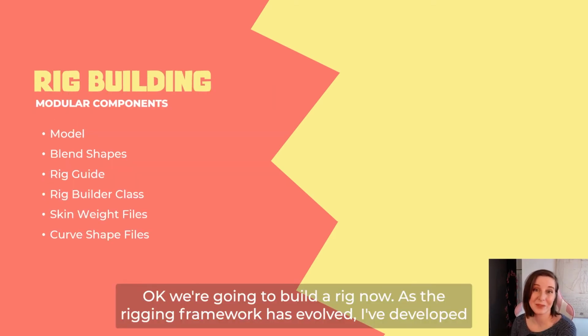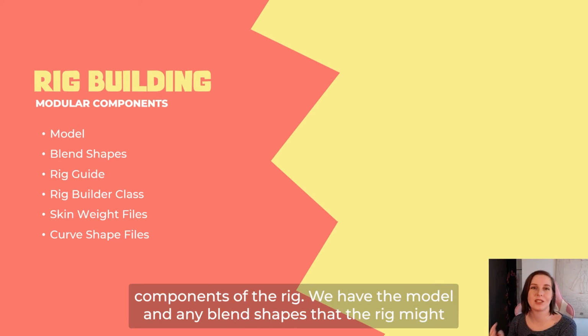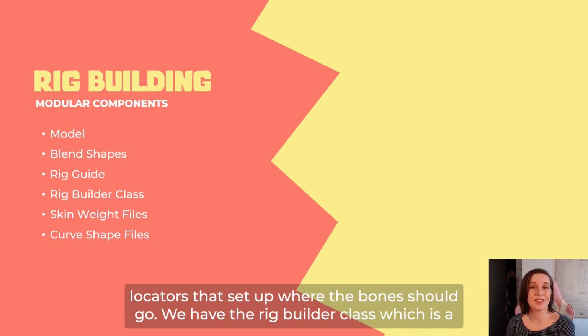Okay, we're gonna build a rig now. So as the rigging framework has evolved, I've developed a set of core data types that I draw upon for every rig build. These are the modular components of the rig. We have the model and any blend shapes that the rig might need to use. We have a rig guide, which is a Maya file made of curves and locators that set up where the bones should go.